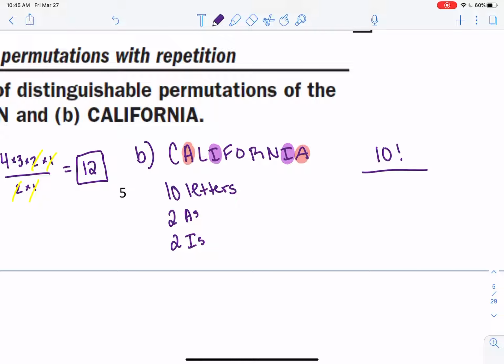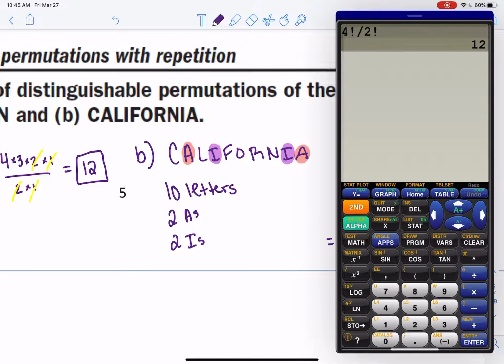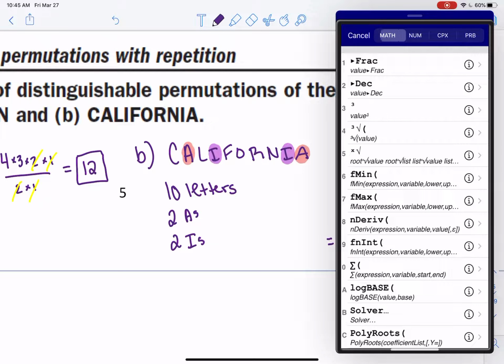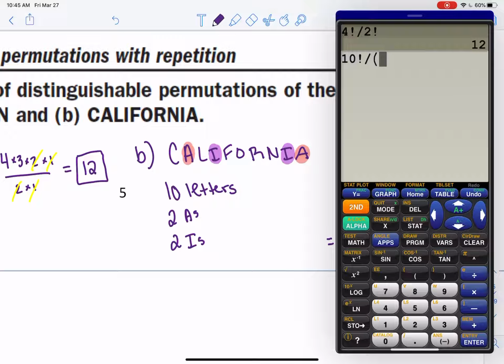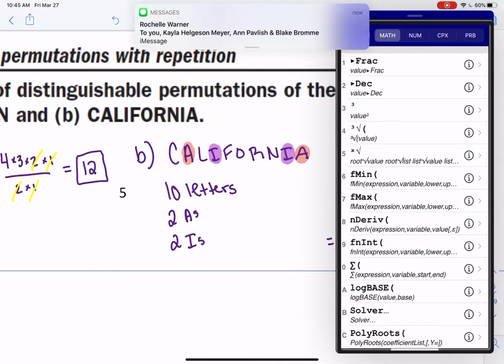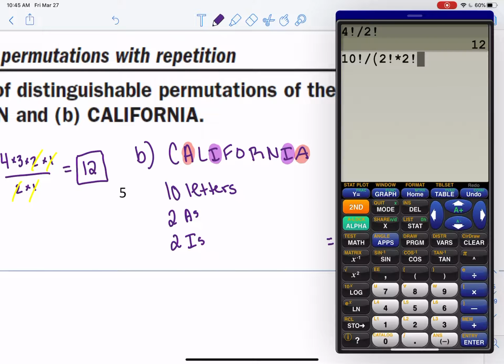So I'm going to put this in parentheses because there's 2 of them this time, like this. So over 2 factorial times 2 factorial. And again, you could write it out like I did the last one, or you can use your calculator. So 10 factorial divided by, and use your parentheses. All right, and that gives me 907,200.